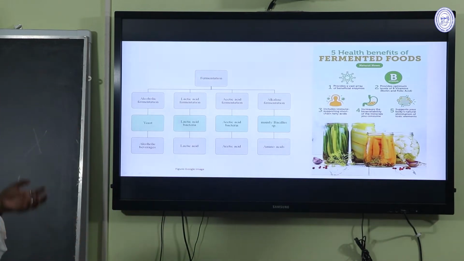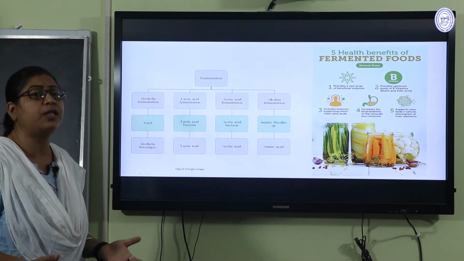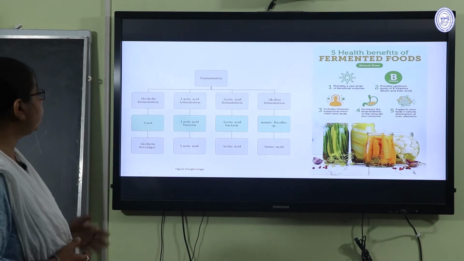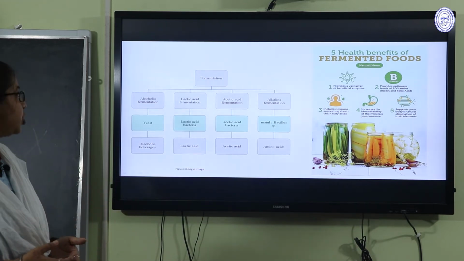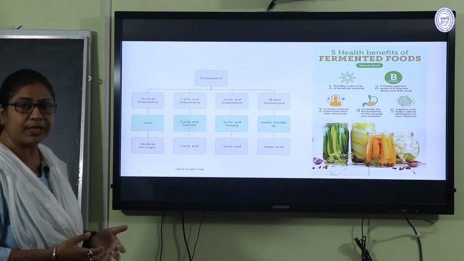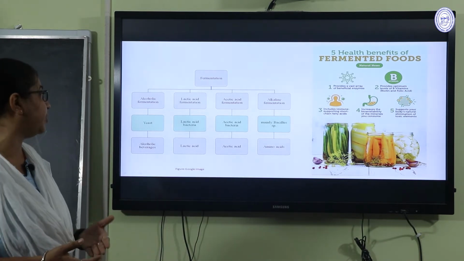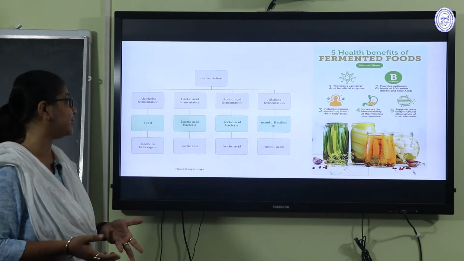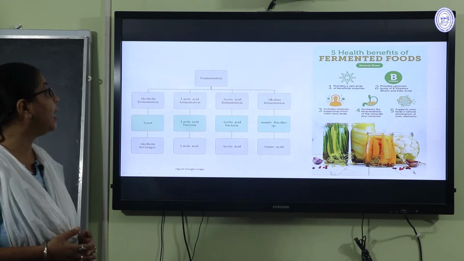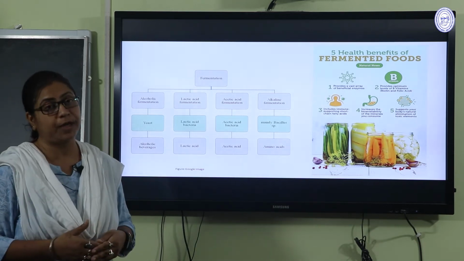Coming to what fermentation actually is, as we are dealing with fermented food products. There are 4 types of fermentation: alcoholic fermentation, which deals with yeast and gives alcoholic beverages; lactic acid fermentation, having lactic acid bacteria producing lactic acid; acetic acid fermentation, having acetic acid bacteria producing acetic acid; and alkaline fermentation, where mainly Bacillus species are involved, producing amino acids.